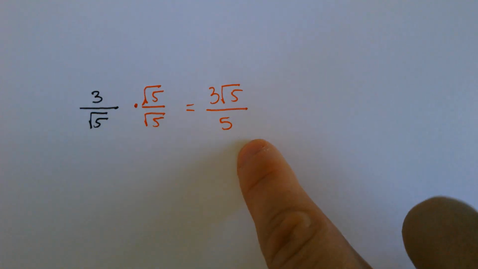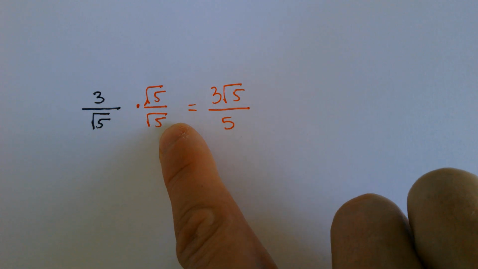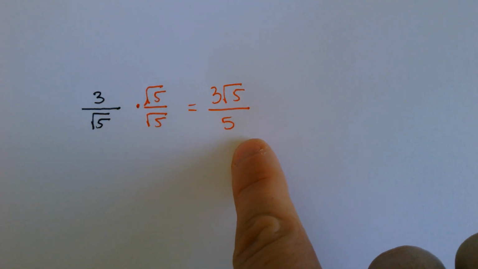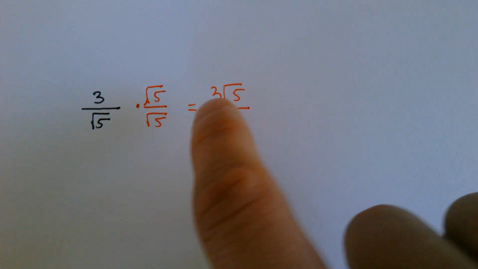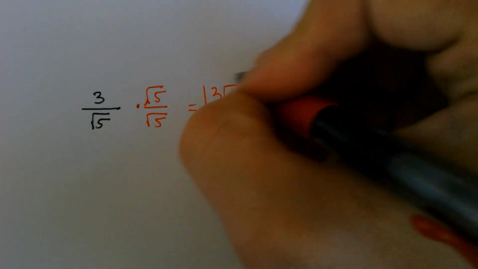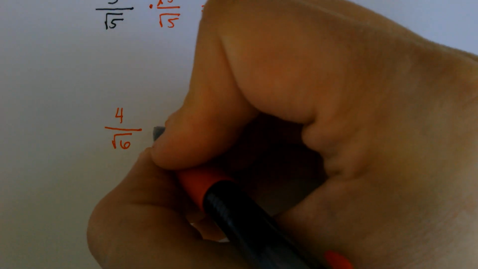And the reason it's over 5 is because the square root of 5 times the square root of 5 is 25, but the square root of 25 is 5. And the only thing you would have to do is maybe simplify the 3 over 5, but 3 over 5 doesn't even simplify. So this one, ladies and gentlemen, is done. Okay, so we'll do one more of those. Let's say we had 4 over the square root of 6.